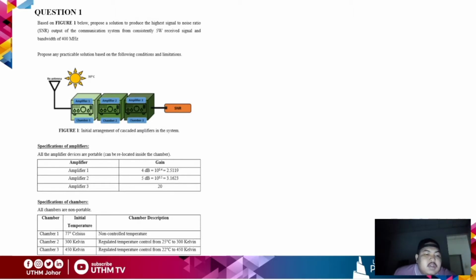Okay, for the specification of chamber, all chambers are non-portable, so we cannot change the sequence position of the chambers. For chamber 1, the initial temperature is 77 degrees Celsius, chamber 2, initial temperature is 300 Kelvin, and chamber 3, initial temperature is 450 Kelvin. Okay, the chamber description, for chamber 1, we cannot change the temperature because it is a non-controlled temperature, but for chamber 2 and chamber 3 we can change the temperature within the range given. This is chamber 2 from 25 degrees Celsius to 300 Kelvin, and chamber 3 from 22 degrees Celsius to 450 Kelvin.